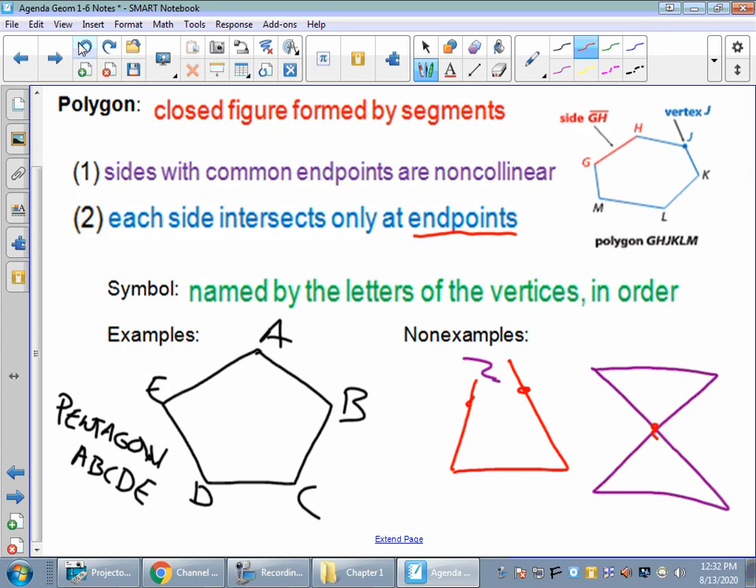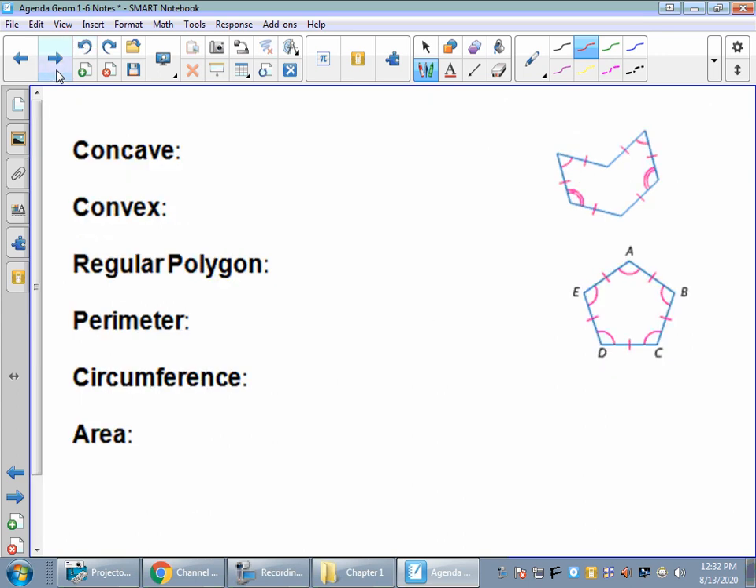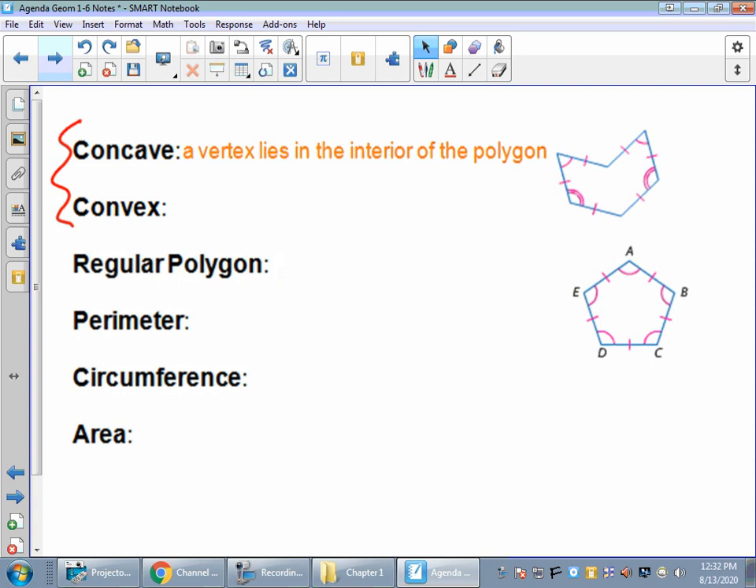All right, so let's move on to a couple descriptions of polygons. Concave and convex. These kind of go together. A concave polygon has a vertex that lies in the interior of the polygon. So you have an example right here. You can see that this vertex right here lies inside because it kind of indents. So that's a concave polygon, because it has an indentation.